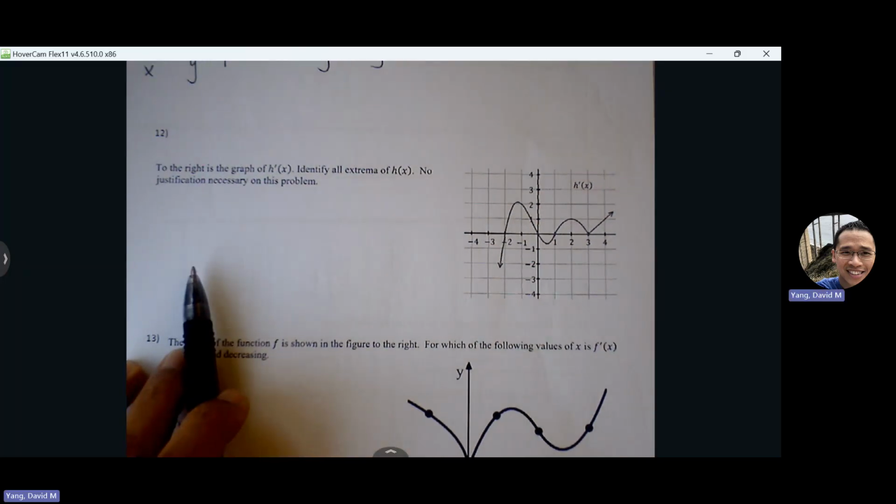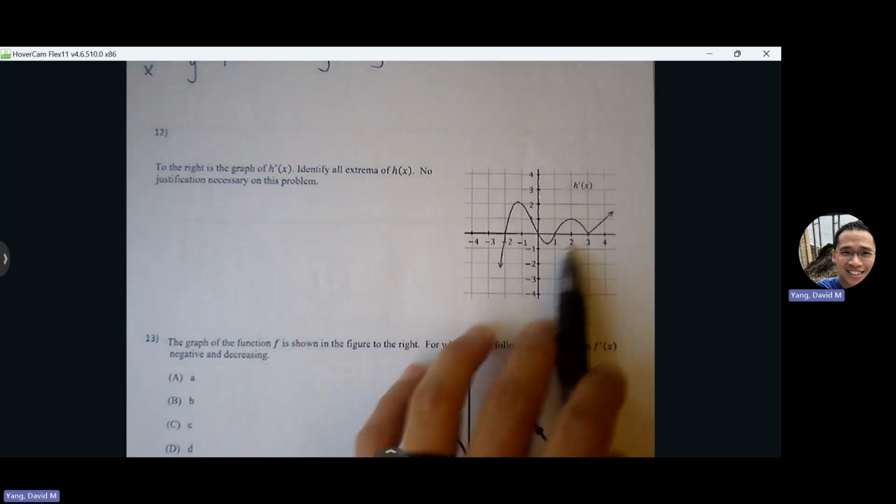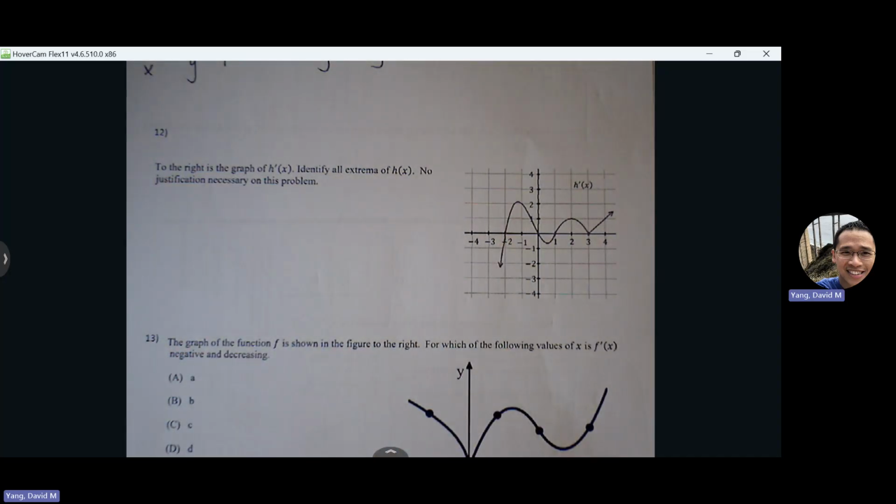So if you can create a slope sign line, then you can just pull that information from your slope sign line.